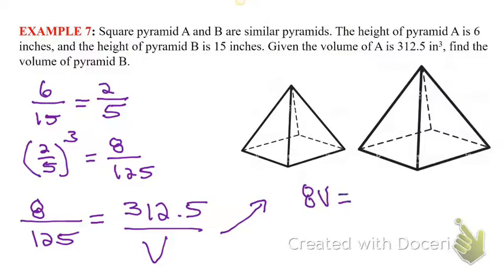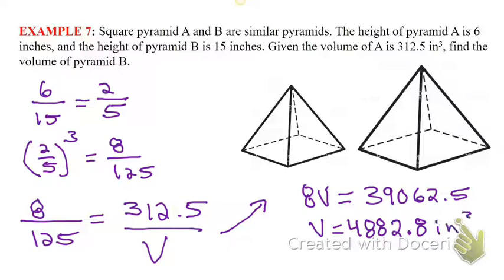Okay, so we know that cross multiplying, 8V is equal to 39,062.5. Divide by 8, and you get a volume of 4,882.8 cubic inches.